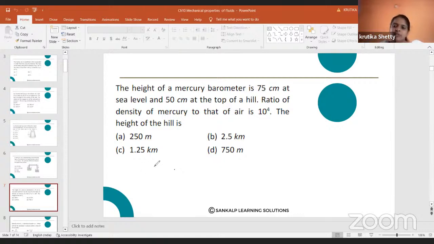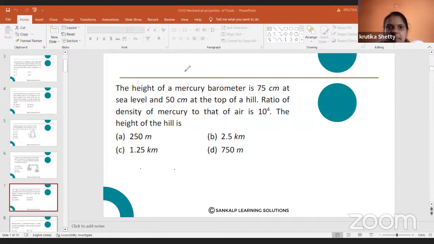So first you take down the data they are giving you. The height of the mercury barometer is 75 centimeter. Consider it as H1, which is 75. H2 is 50 centimeter. Yes, correct. It is 2.5. Answer is 2.5 kilometer. Yes, very good, Harshita. Then next, see, H1 is 75, H2 is 50 centimeter.